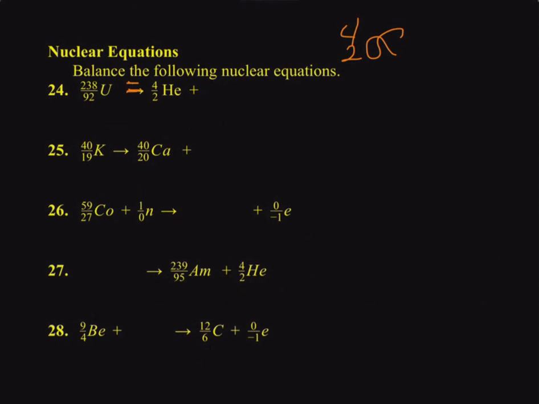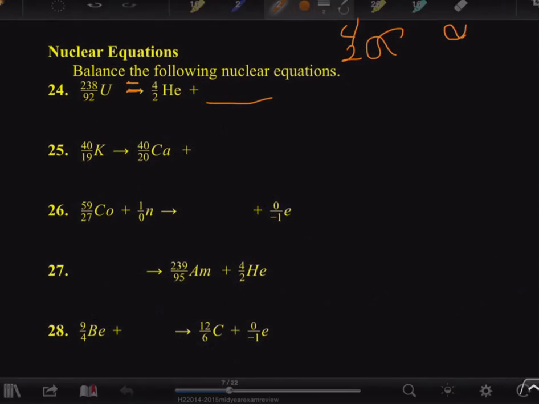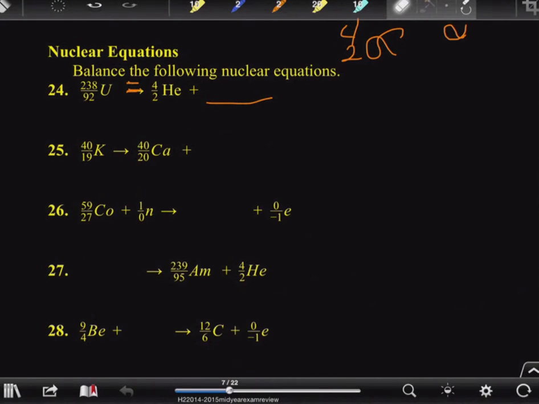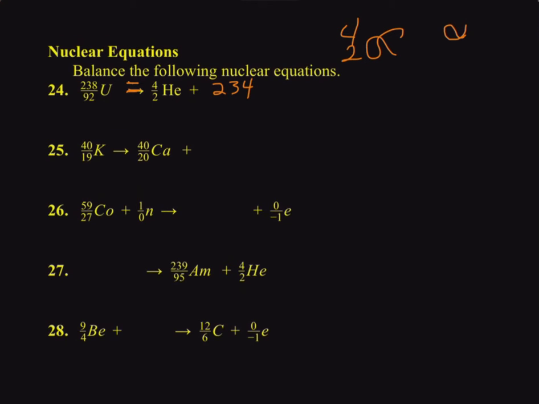The point is, there's a 4 on the top and a 2 on the bottom, and then there's this blank over here that we need to fill in. So the way we fill it in is we say, okay, we started with 238 on the top left. On the right so far, we have 4. So what's the difference? Well, the difference that's still missing is 234. And on the bottom, we had 92 on the left. So far, we have accounted for 2 on the right. So what's left? 90. And then you have to look up element number 90 on the periodic table, which would be thorium. So thorium-234 is the missing piece there.